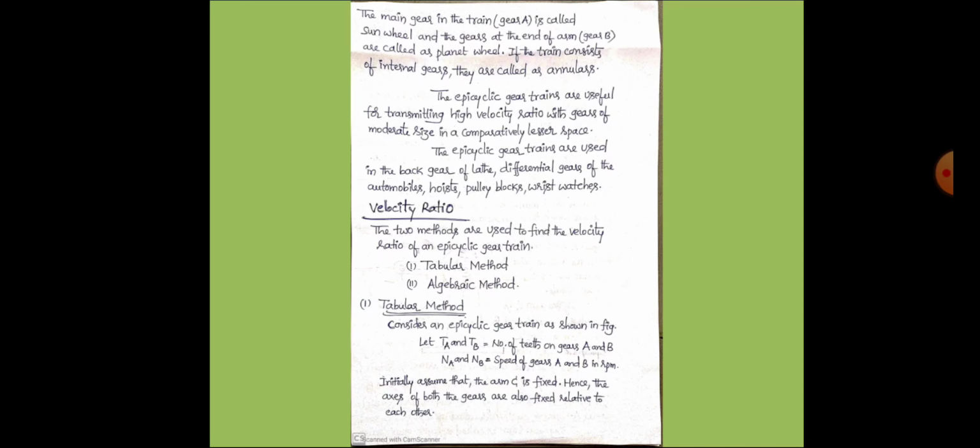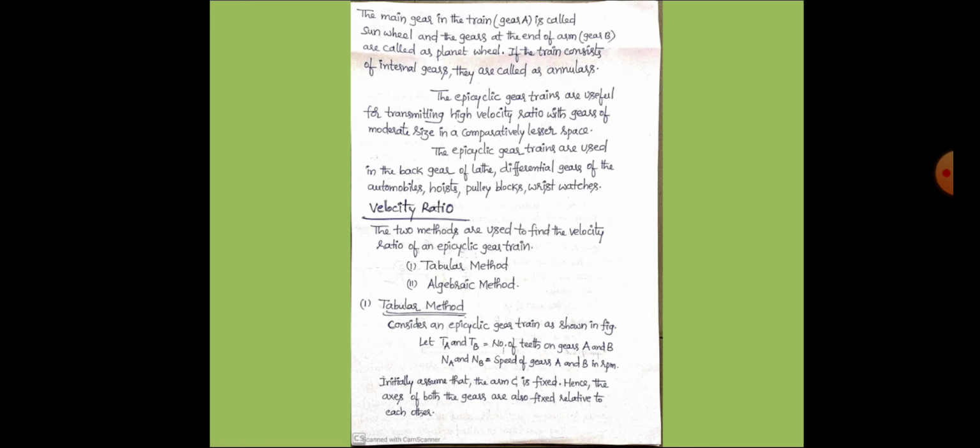Epicyclic gear trains are used in the back gear of a lathe, the differential gears of an automobile, hoists, pulley blocks and wristwatches. These are certain specific applications where one can see the epicyclic gear train mechanism. Now, as we all know, our main objective in any type of gear train is to find the velocity ratio or speed ratio.